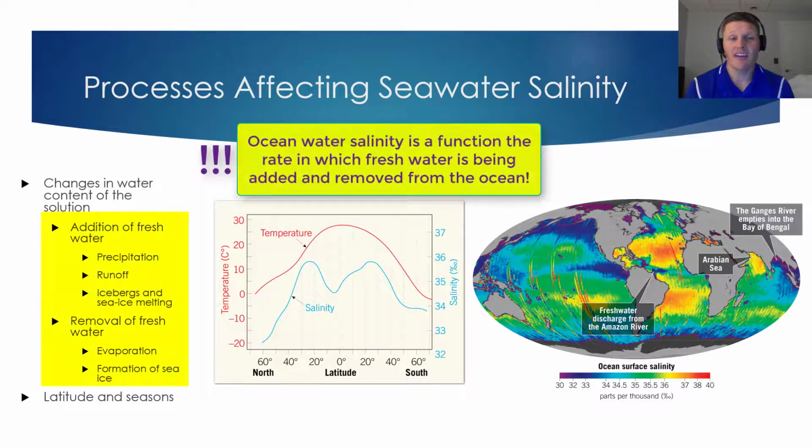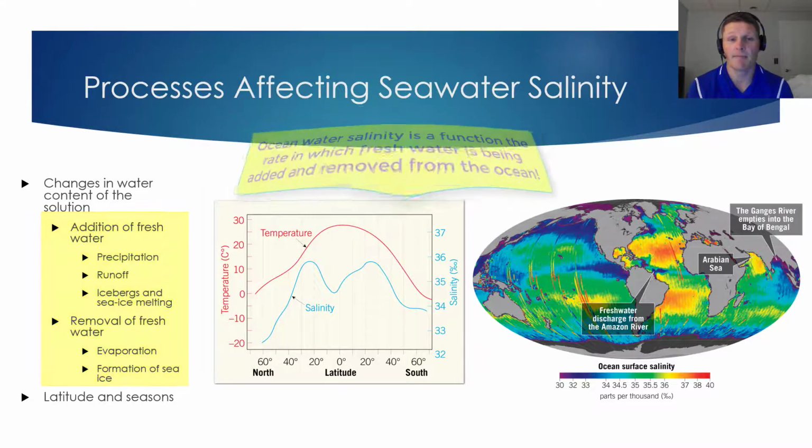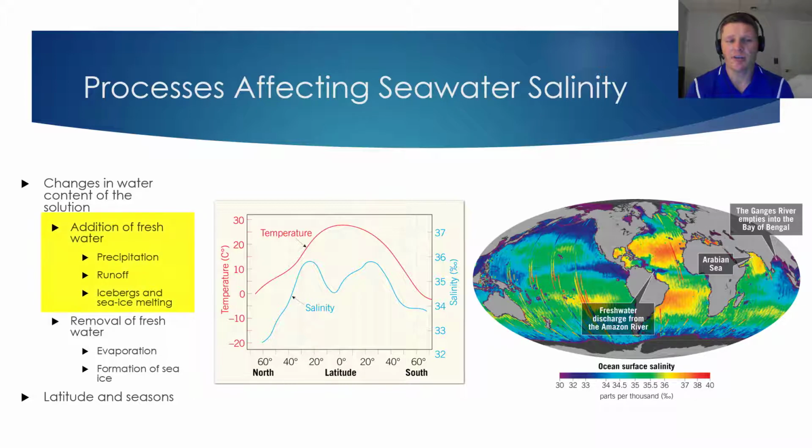Specifically, we're concerned with the addition of fresh water and the removal of fresh water. And those two processes are what really cause variations in ocean salinity. Let's start by considering the addition of fresh water to the ocean. In places where fresh water is being added to the ocean, there will be a decrease in salinity.